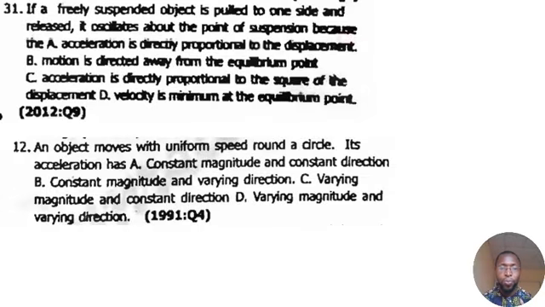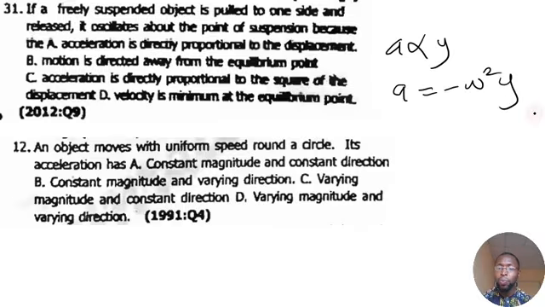Here it says, if a freely suspended object is pulled to one side and released, just like that of a simple pendulum, it oscillates about the point of suspension because the acceleration is directly proportional to the displacement. Yes, acceleration is always proportional to displacement. Take note of that. In simple harmonic motion, acceleration, which is a, is proportional to displacement, which is y. So by formula also, you can say a equals minus omega squared y. So they are proportional to each other.